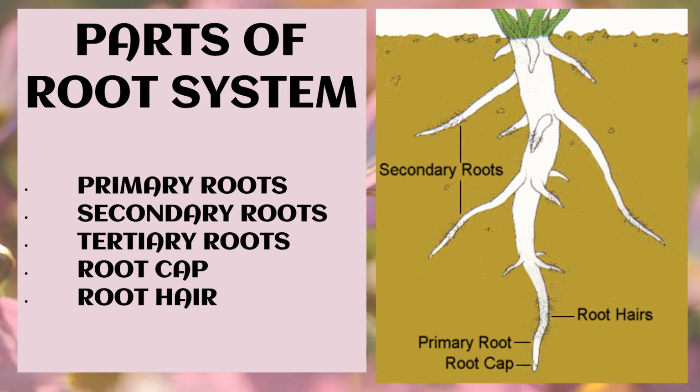Secondary roots. The side branches arising from the primary root are known as secondary roots. Students, we also have tertiary roots, which are the branches of secondary roots. Now, root cap. The tip of each branch of the root has a cap-like structure which protects the dividing soft tissue when root branches push their way through the soil. Now, root hair. Root and its branches are covered with fine root hair. They help in the absorption of water and minerals from the soil.